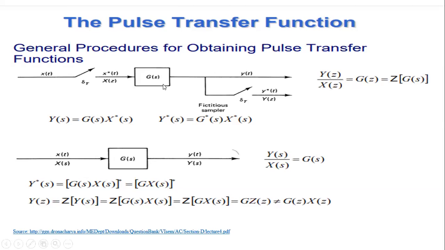This is the block that we are speaking about. It is G of S, very similar to what we have already done. All this while we have always spoken about the transfer function in the S domain. Now that we go on to digital, we are moving to Z.